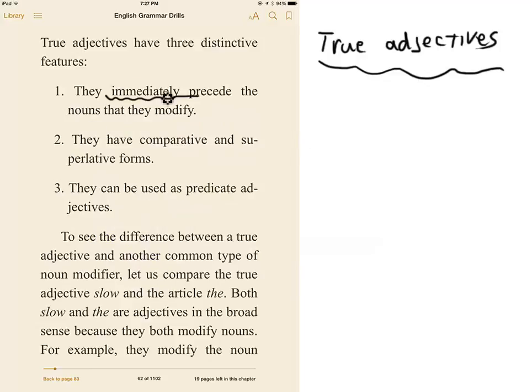They come right before the noun, immediately before the noun. Precede means before. They have comparative and superlative forms, and those are pretty big words. So they use the example slow, and I'll show you what a comparative and superlative form is. If you were to compare two things, two cars, you would use the word slower. The black car is slower than the red car. Okay, so that's the comparative form. The superlative form, it's hard for me to say that word. Basically, that's when you say the blue car is the slowest.